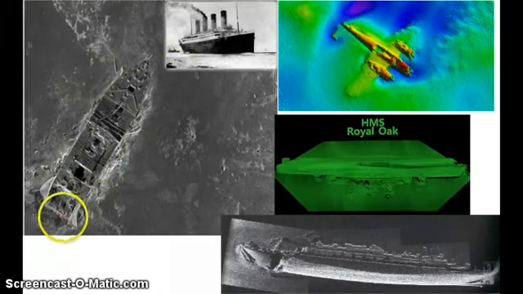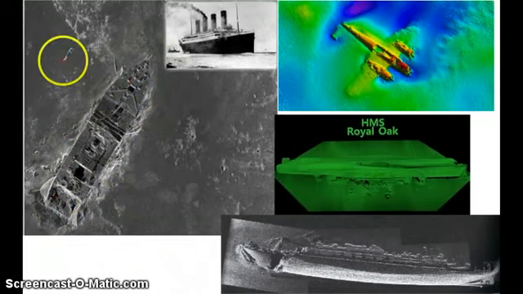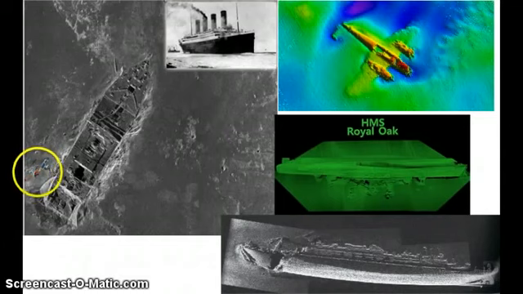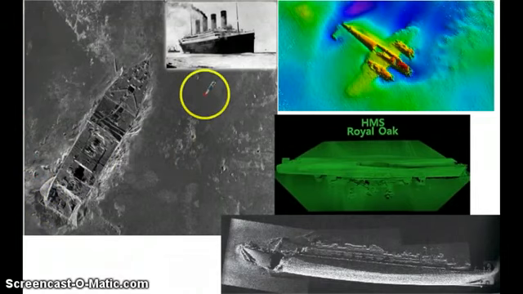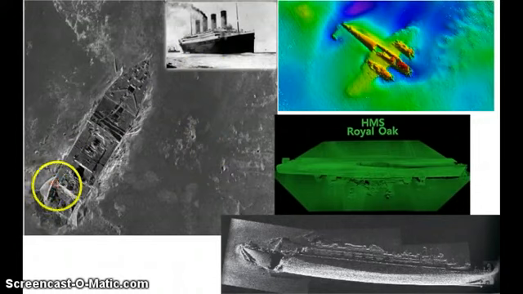For those of you that don't know, this is the Titanic. It was found by first finding out what its course was, and then finding out approximately where it would be, and then they used side scanning sonar to go back and forth, back and forth, and they found the Titanic. And what we have here is the actual ship.